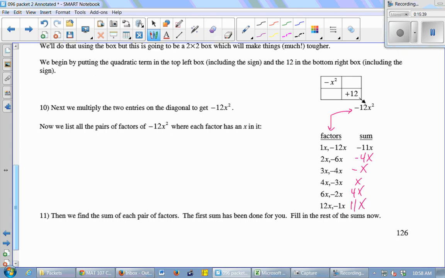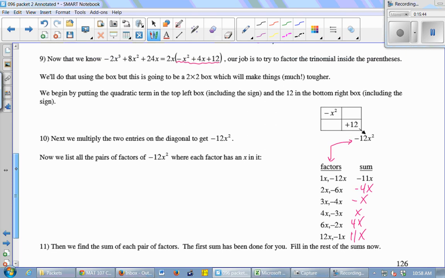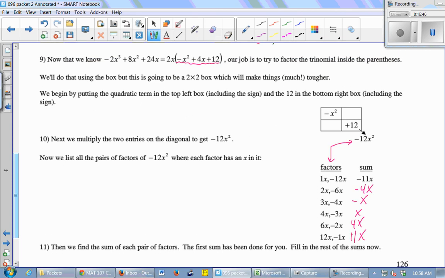What I'm looking for, I'm going to look in my list of sums, and I'm looking for the middle term. I'm looking for 4x. Which set of factors adds up to positive 4x? 6x minus 2x. 6x minus 2x. That's the winner.